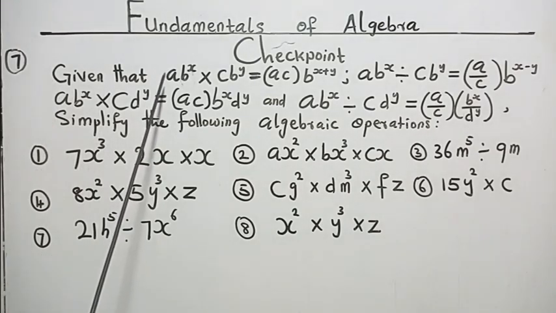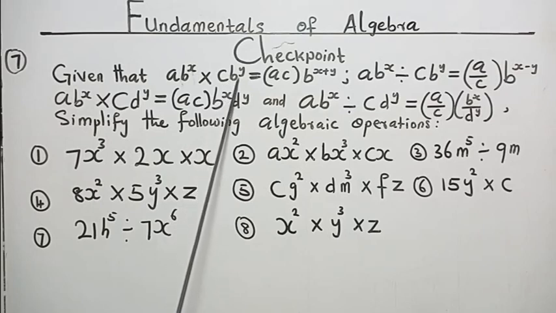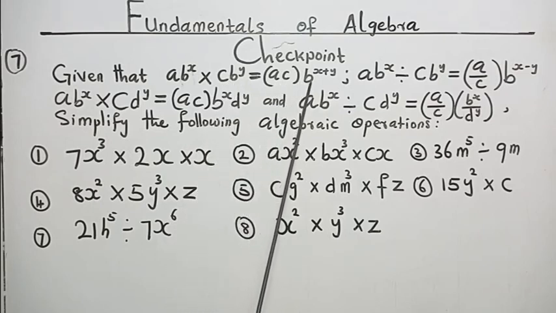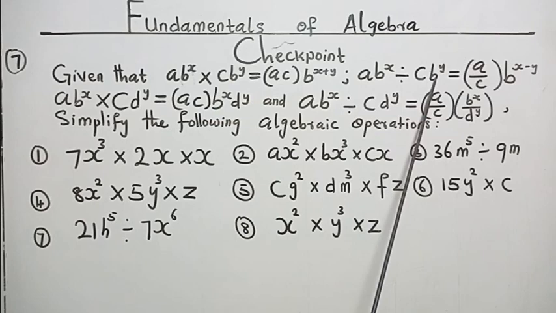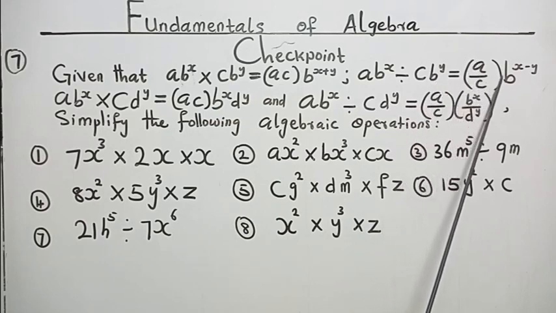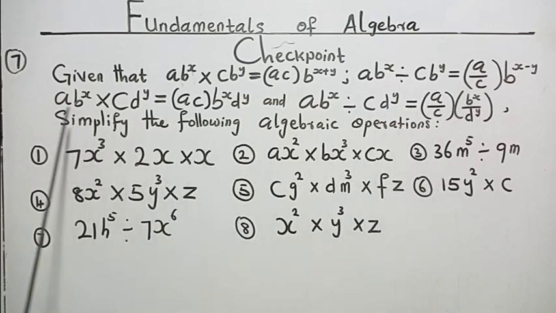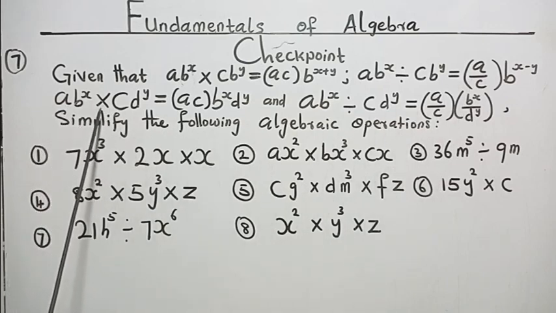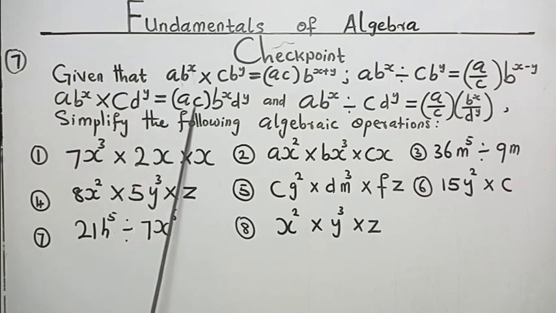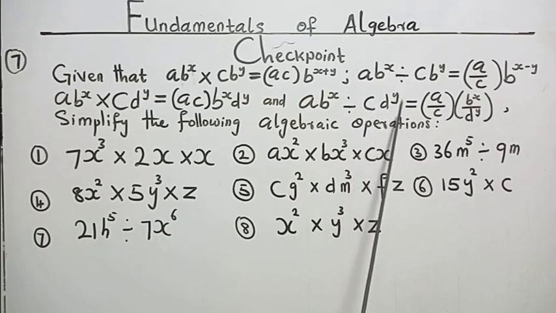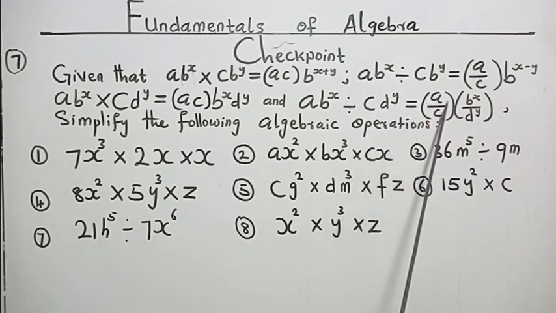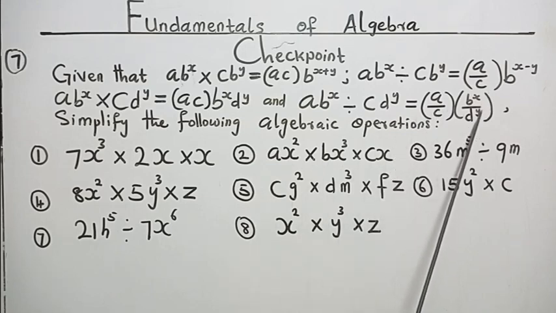It says, given that AB to the power x times CB to the power y is equal to AC bracket B raised to the power x plus y, AB to the power x divided by CB to the power y is equal to A over C bracket B raised to the power x minus y, and AB to the power x times CD to the power y is equal to AC bracket B to the power x D to the power y, and that AB to the power x divided by CD to the power y is equal to A over C bracket B to the power x over D to the power y. Simplify the following algebraic expressions.